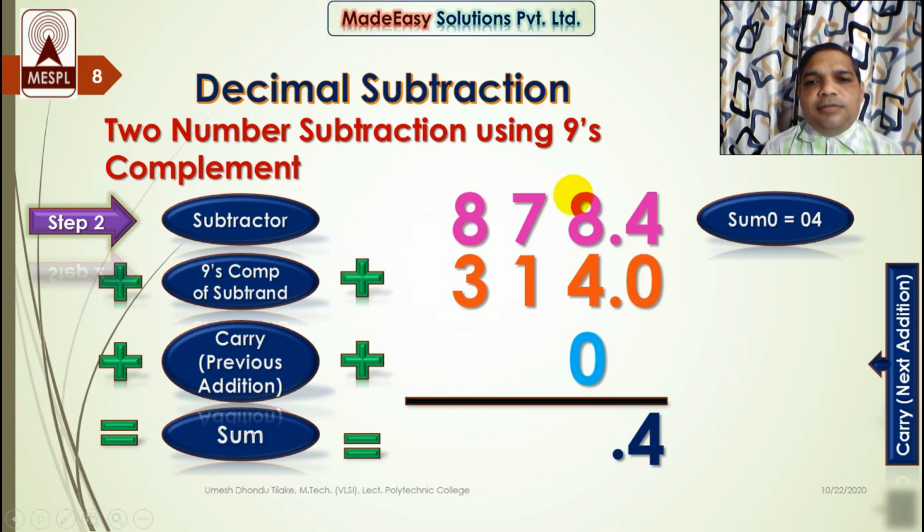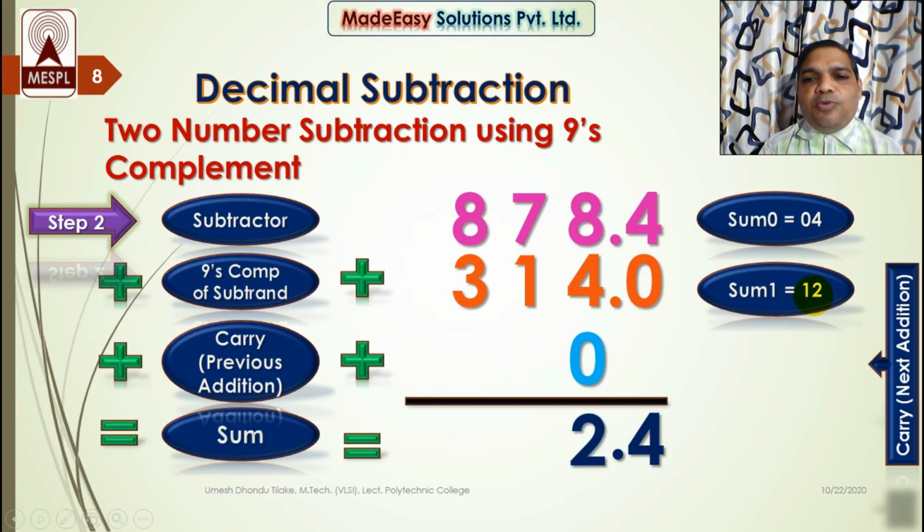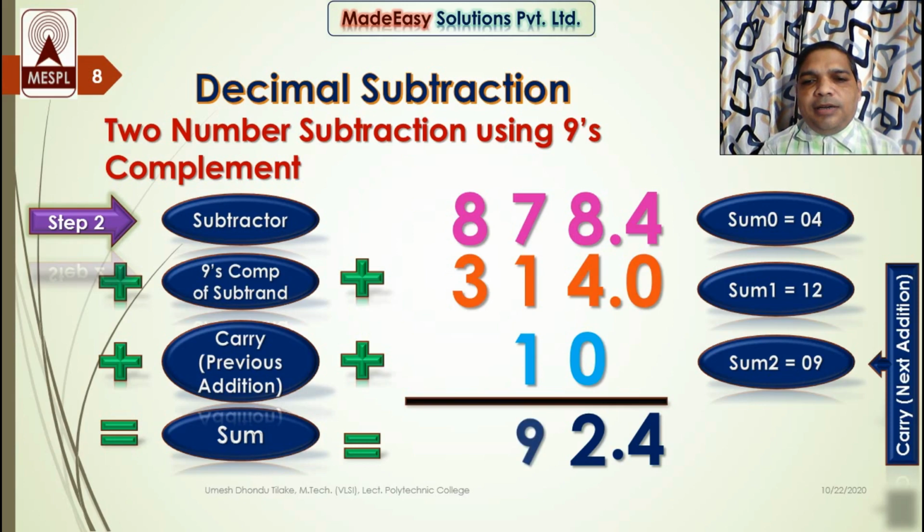Now add 8, 4 and 0, I will get sum 1 as 12. So here 2 is the sum and 1 is the carry for the next digit addition. So I will put 2 over here, and 1 is the carry for the next digit addition. Now perform the next digit addition. 7 plus 1 plus 1, I will get 9. So the sum is 09. So I will put 9 over here and 0 is the carry for the next digit addition.